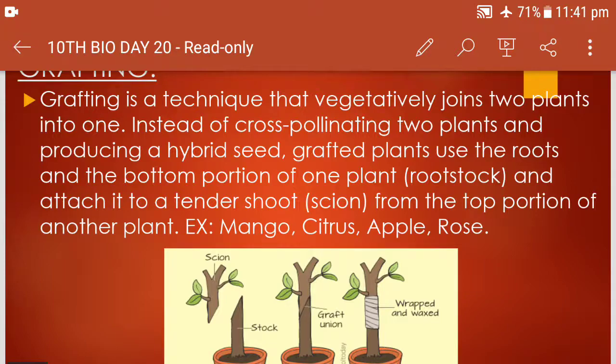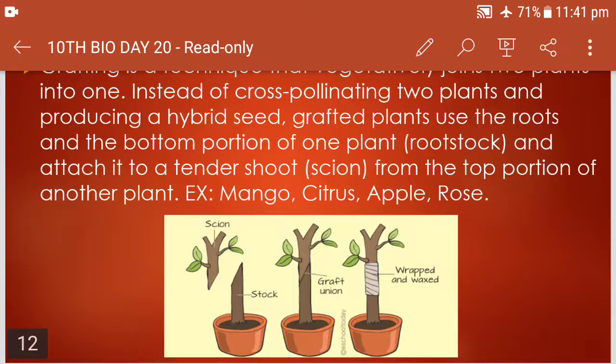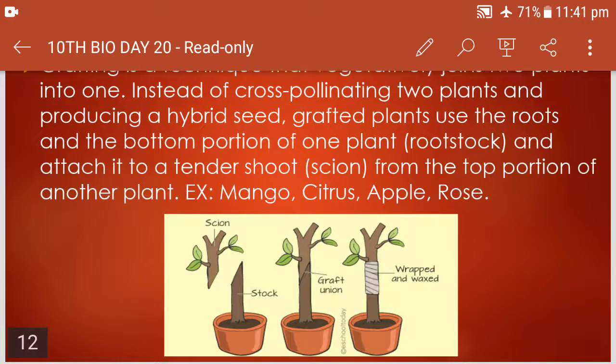Mostly this question is asked in the exam. Write the difference between layering and grafting. In grafting, we have stock and scion, whereas in layering we don't have.